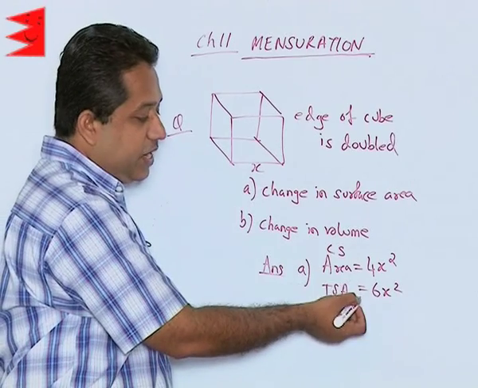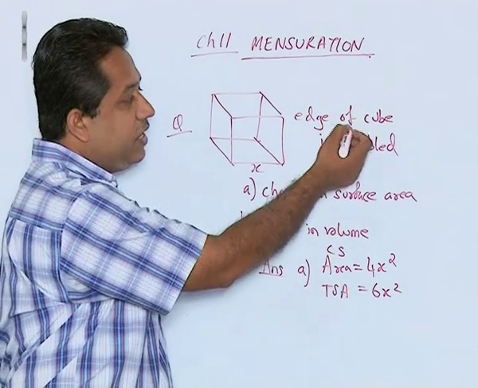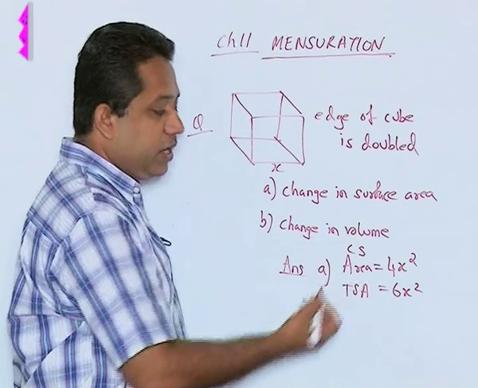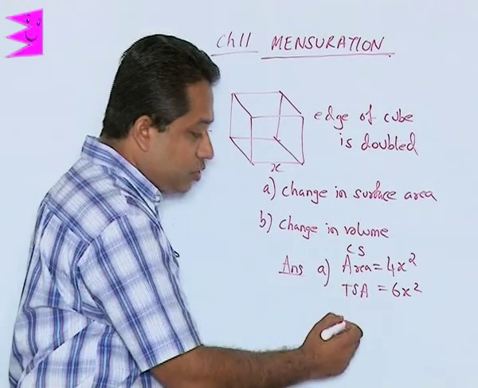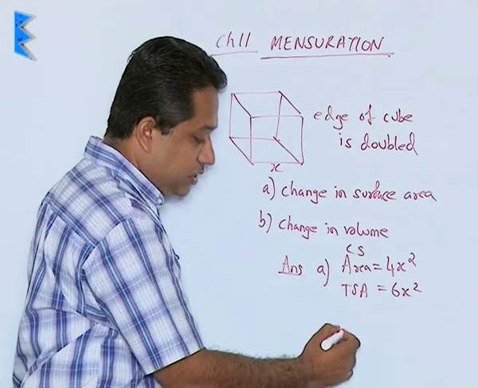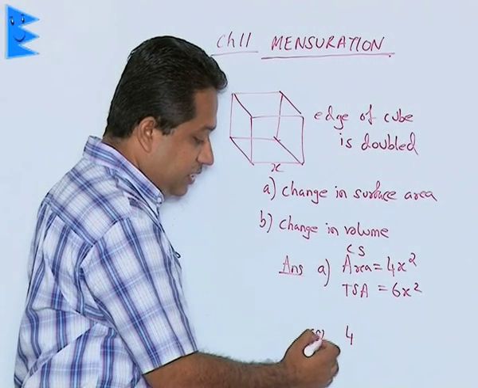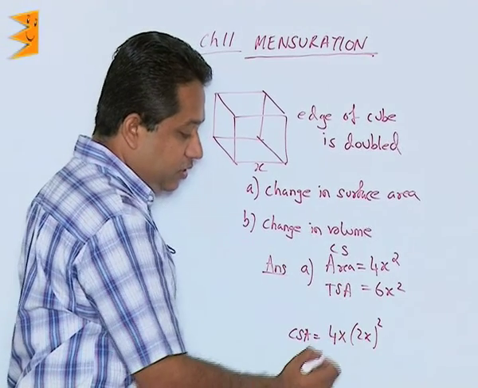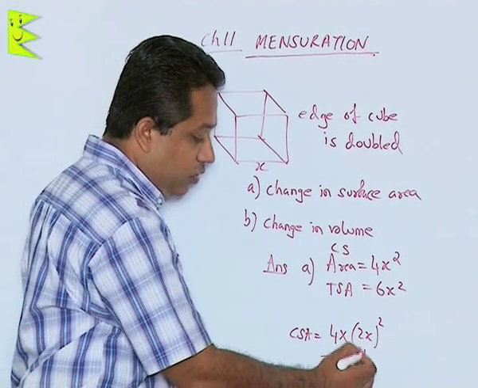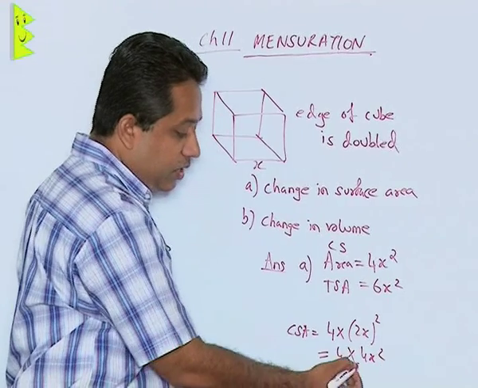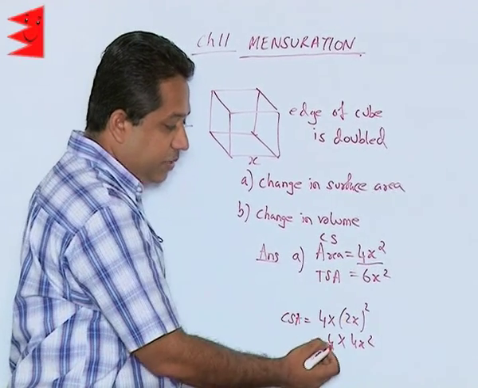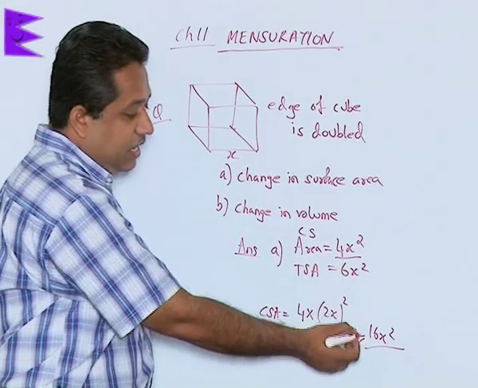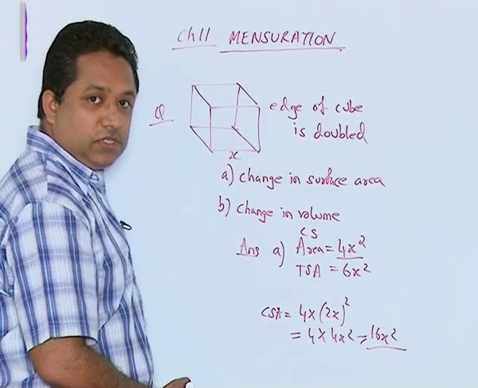Now, irrespective of which one is asked, if the edge of the cube is doubled, that means instead of x now it becomes 2x. So, what happens to the area? Now, if you put here in the first case, this will become CSA 4 into 2x whole square. So, this is going to be 4 into 4x square. So, what is happening is that 4x square has become 16x square. So, we find that the area increases 4 times.